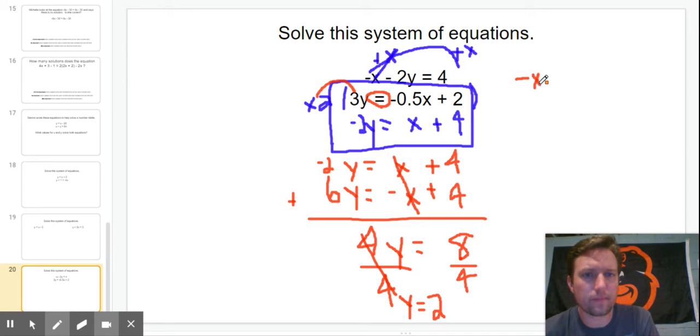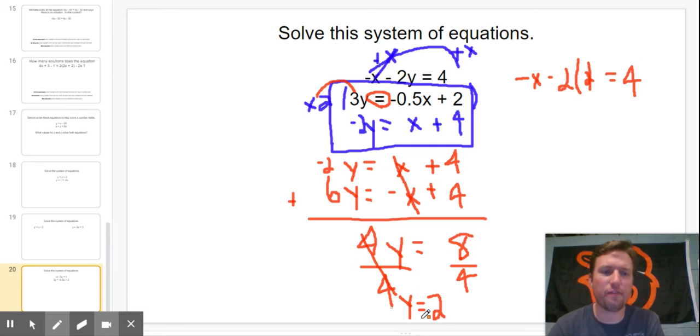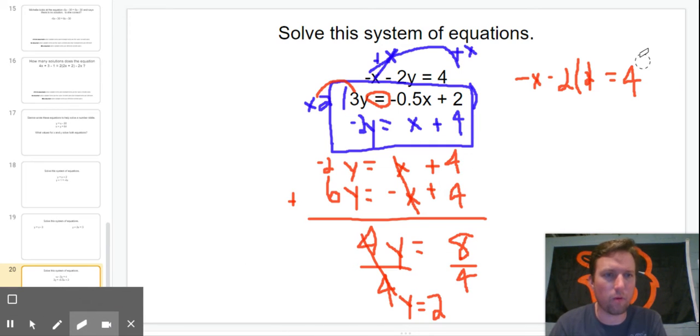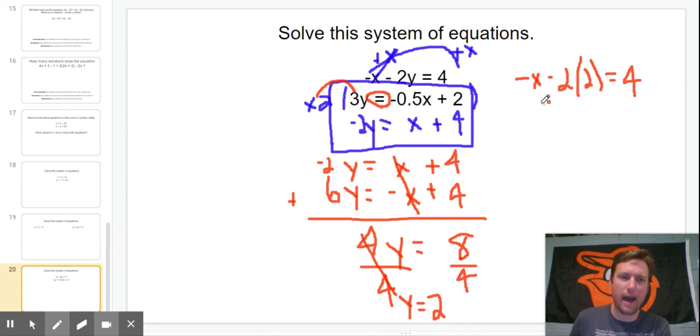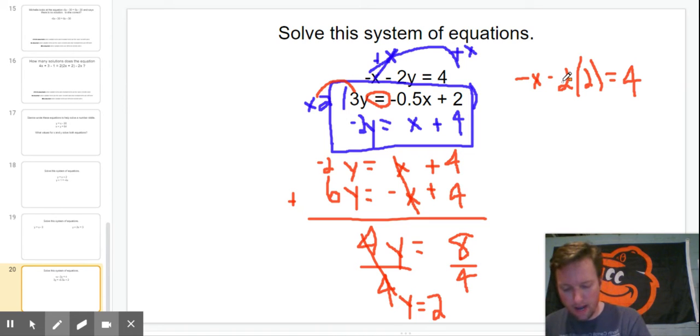Negative x minus 2 times 2, because that's the value of y that we figured out from down here, equals 4. So now I'm taking the value that I already know, although that looks terrible, and I'm going to plug it into my equation. And now I can solve for the value of x. Okay, so I have 2 times 2, that would give me 4. And I'm left with negative x minus 4 equals 4.